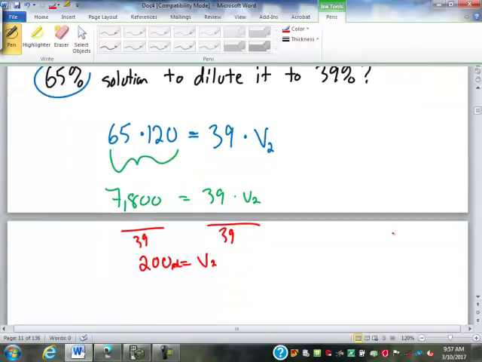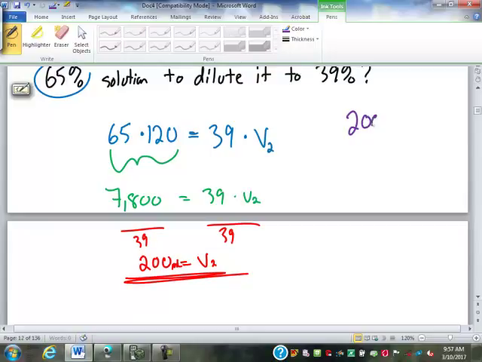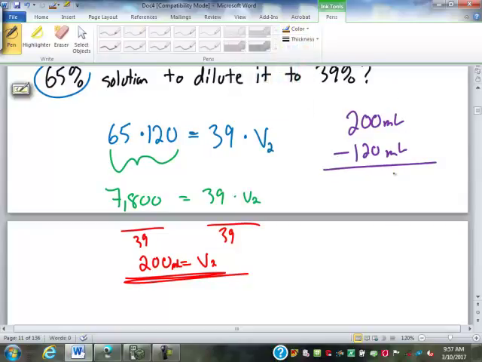Now looking at that, is that my answer? No, what do we have to do? Perfect. We have to do 200 milliliters minus the 120 that we already had. The difference must be the amount of saline added. So we added 80 milliliters of saline.